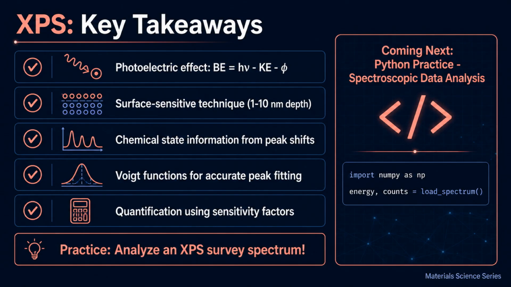In Chapter 6, we'll apply Python programming to automate spectroscopic data analysis. Practice by analyzing an XPS survey spectrum to identify elements.